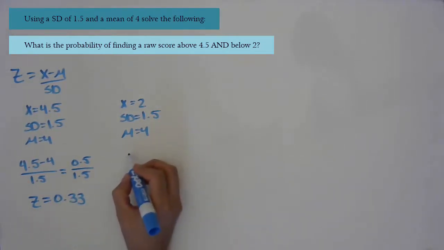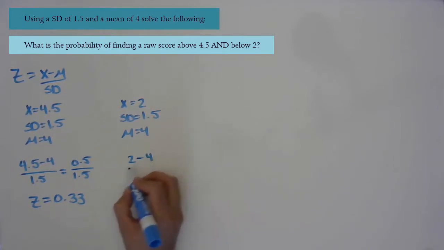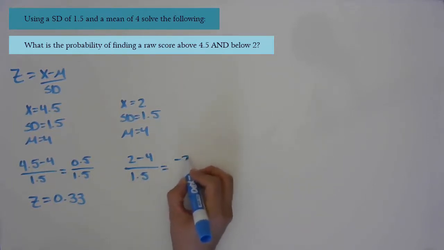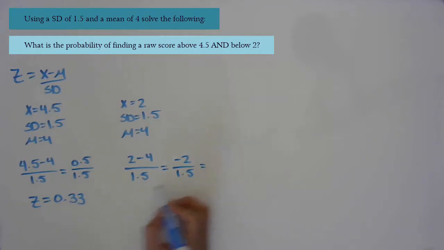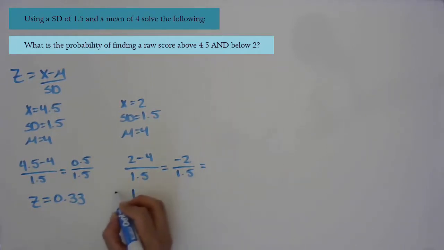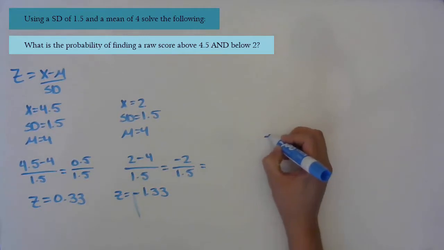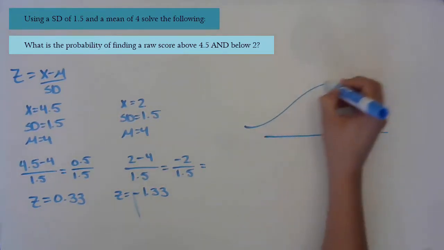0.33. Okay, and then for our second one, we will have 2 minus our mean of 4 over a standard deviation of 1.5, so that's going to give us a negative 2 over 1.5, and then we're going to go ahead and divide that out, and that's going to give us a z-score of negative 1.33. Okay, now draw the normal curve.